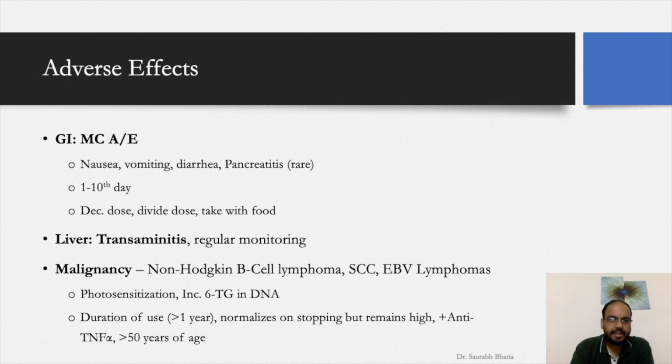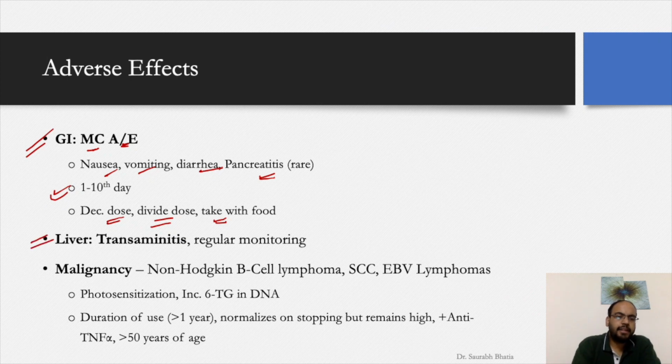Now let's see the adverse effects in detail. The GI adverse effect is the most common, predominantly nausea, vomiting, diarrhea, and very rarely pancreatitis. Mostly it is seen in the first to 10th day, that is the initial 1 to 1.5 weeks of therapy. And the way to prevent it, you would either decrease the dose, or divide the dose over the whole day, or take it with food. Okay, so it's better to counsel the patient that they may have this kind of issue.